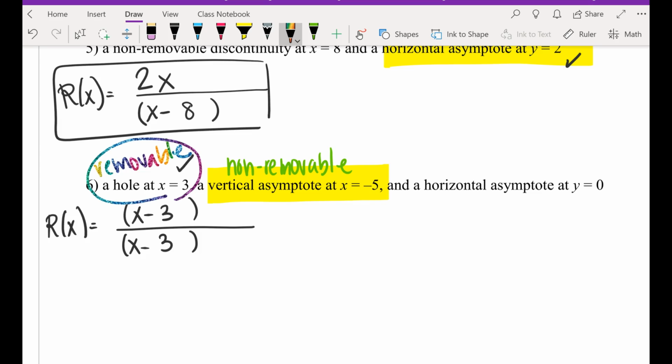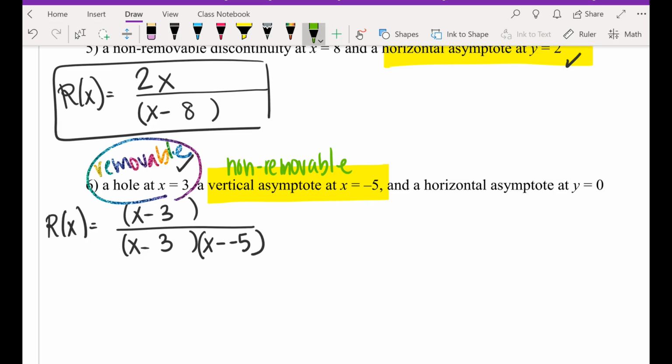Okay. If it's a non-removable, where would you put it? Both top and bottom or just one place? Bottom only. We're going to start with x minus, x plus. X plus what? 5. Okay. So now, we're going to move on to the next one.